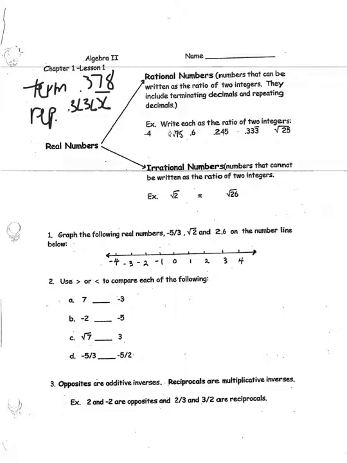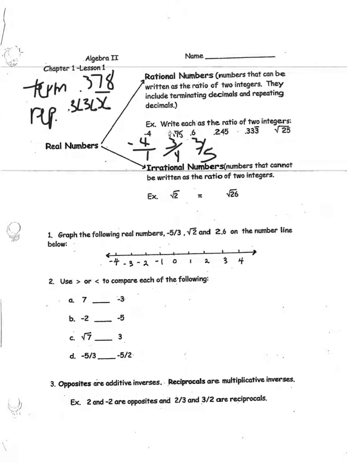So if we wanted to write -4 as a ratio of two integers, we would write this as -4/1. If we wanted to write 0.75 as a ratio of two integers, we could write that as 3/4. 0.6, we could write that as 6/10, which simplifies to 3/5.